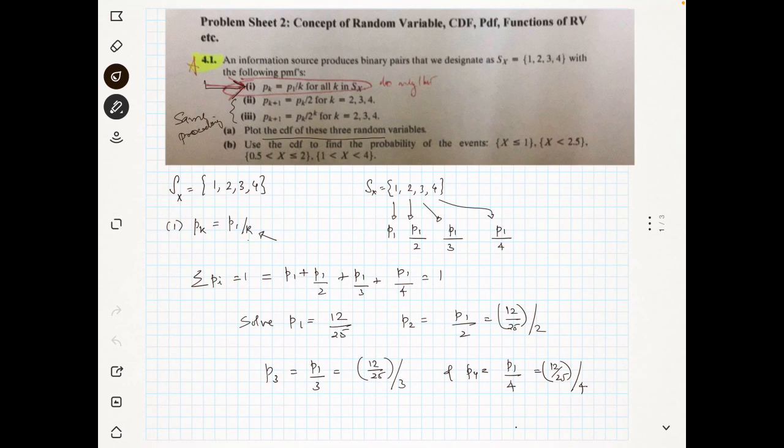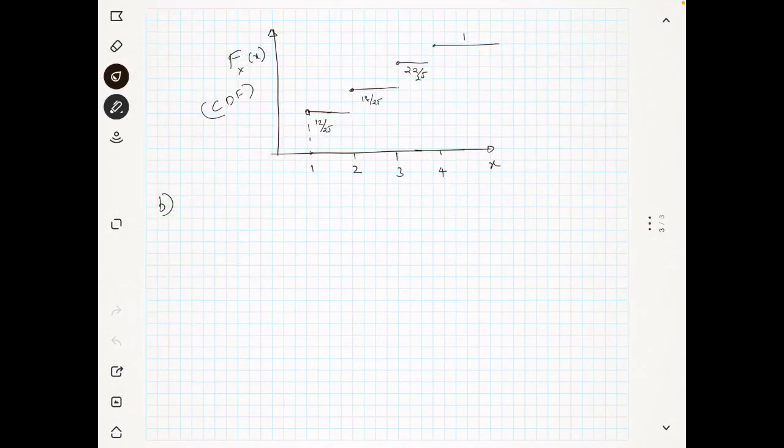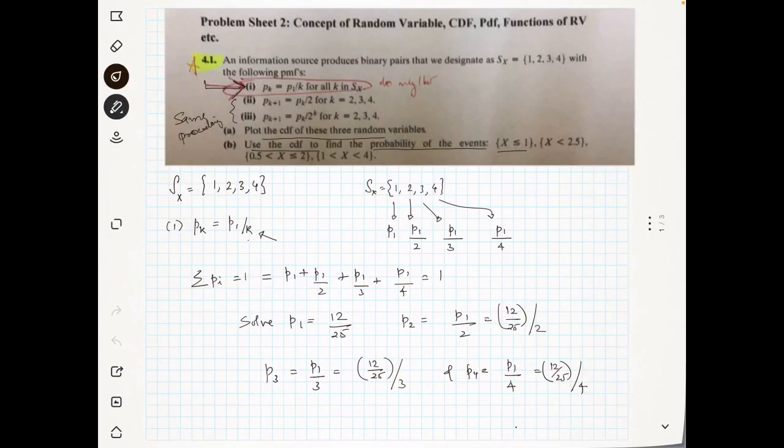Use the CDF to obtain the probability of the events x less than or equal to 1. That means you have to find the probability that x is less than or equal to 1, which by definition is Fx of 1. Fx of 1 is nothing but 12 by 25 from the graph.